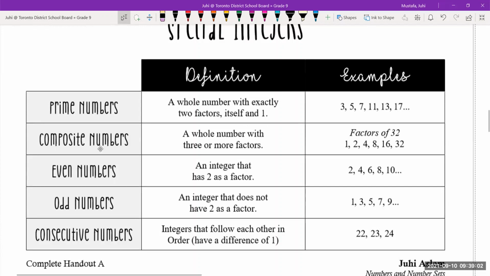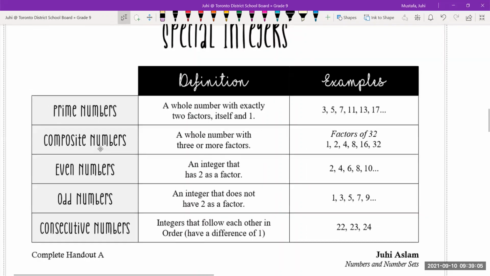The definition of an even number is it's a number that has 2 as a factor. If you're wondering what a factor means, it's just basically a multiple of it. So every even number can be divided by 2 very easily. And so that is what they mean by 2 as a factor. Another way to think about it is every even number ends in 0, 2, 4, 6, 8.